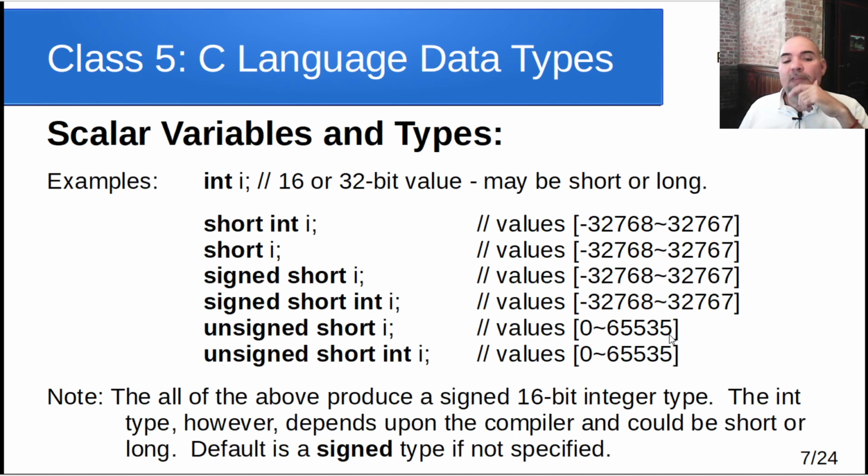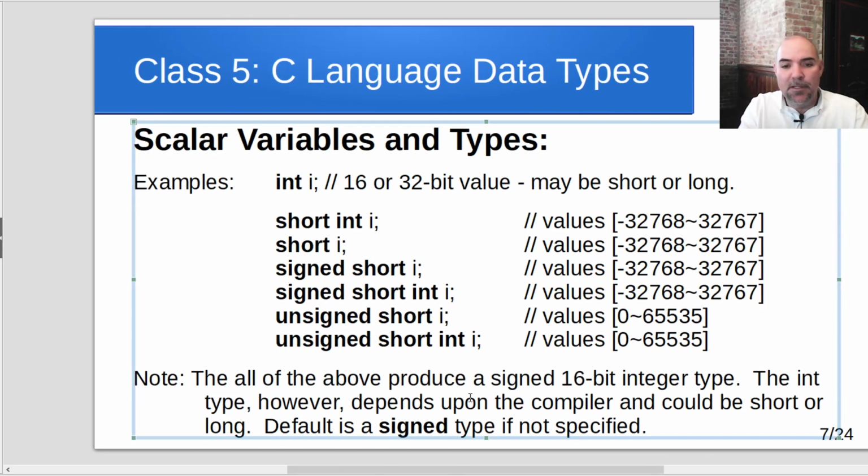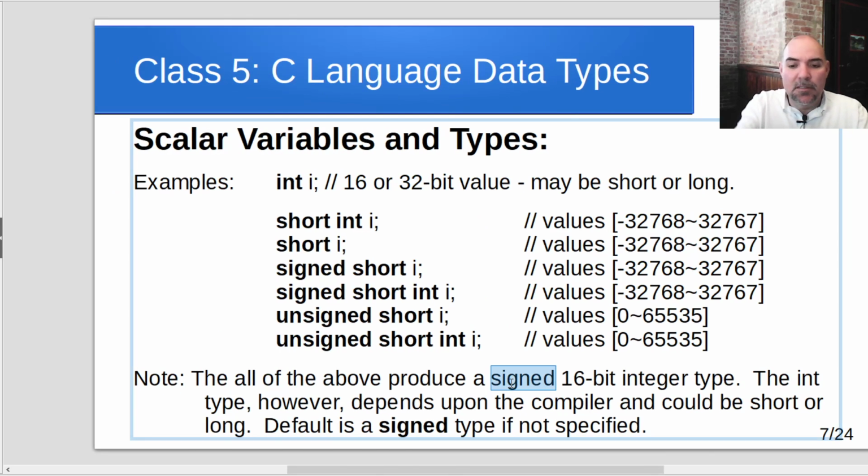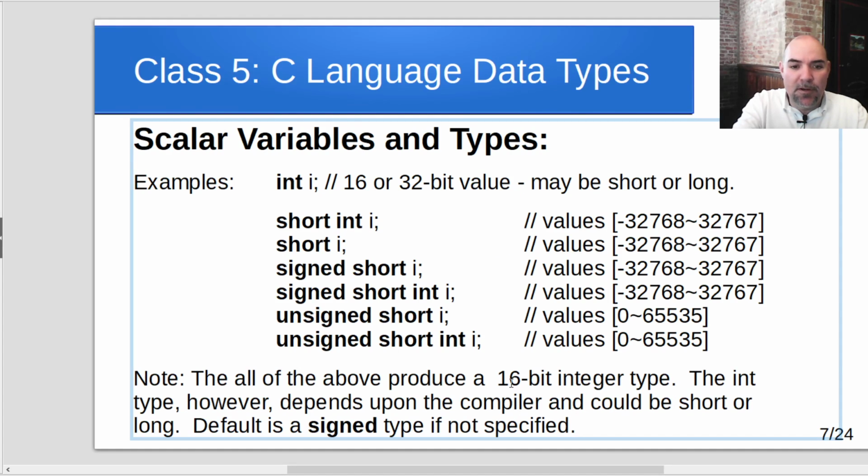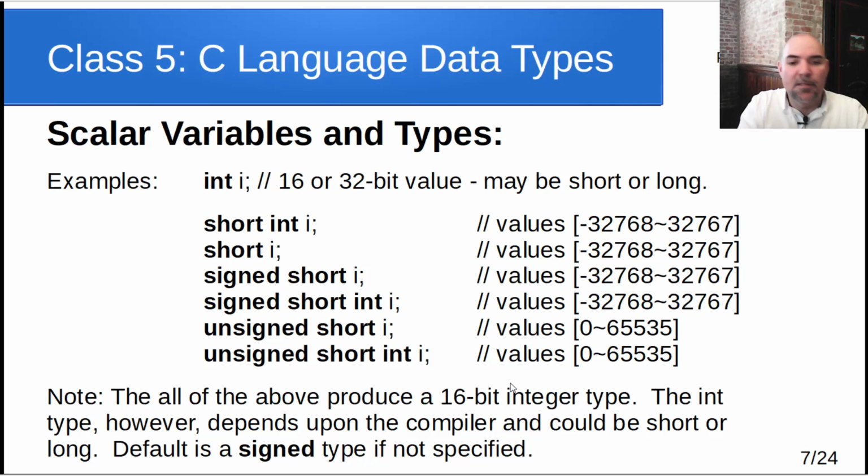And so note that I have that note at the bottom. It says all of the above produce a signed 16-bit, I shouldn't say signed there. It should just say, let me fix that one here too. The first 4 produce a signed value. The other ones don't. But the int type, by default, it could be 16-bit or 32.